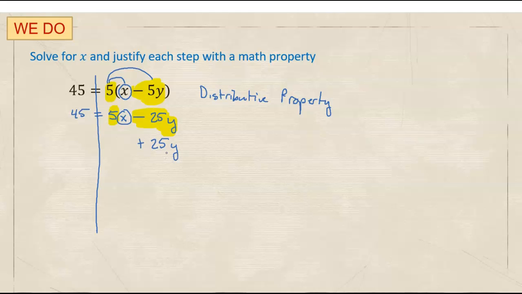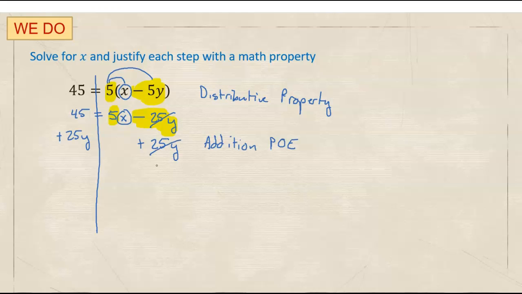Notice once again, we can take this as a whole term. We don't need to divide by 25. We don't need to get y by itself. We can just take this as a whole term by itself. Like any other number, we're going to add 25y to both sides. And why can we do that? What property lets us add the same thing to both sides? We add, so it's the addition property of equality.